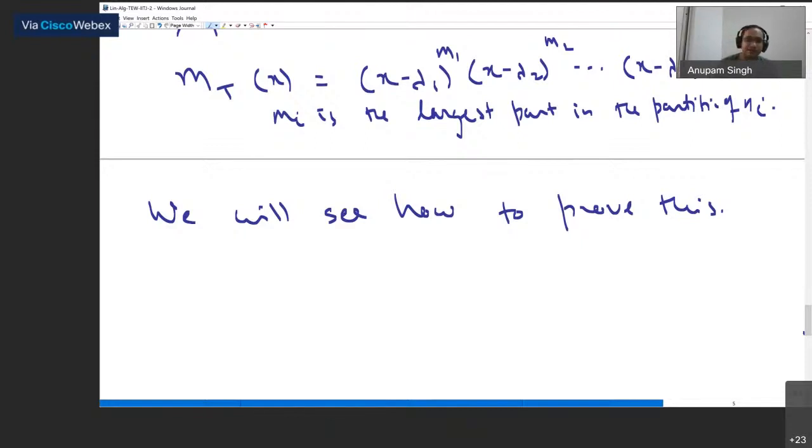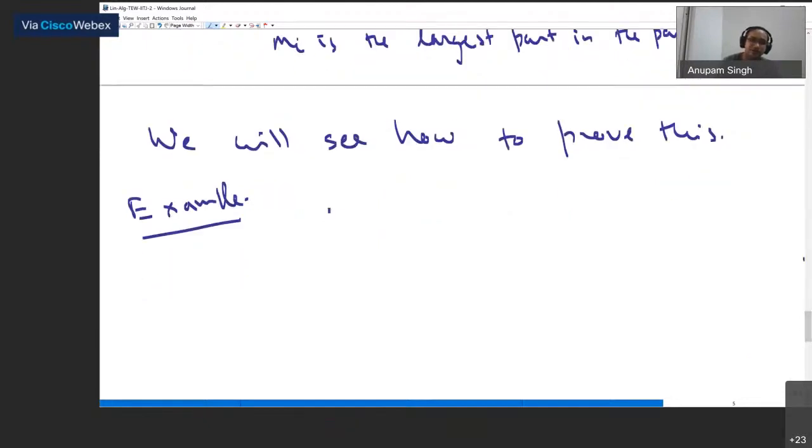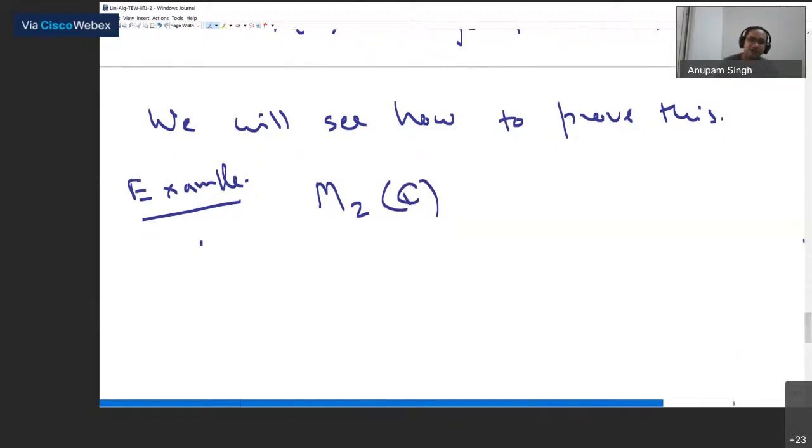So as an example, maybe I should just write down an example. This is useful. Can we apply Jordan decomposition, right? So let's do the simplest example, and I will leave it as an exercise to do the same thing for M3. So let's look at M2C, and what we are asking is: write down all possible Jordan canonical forms.